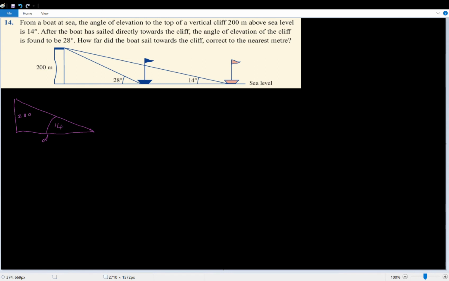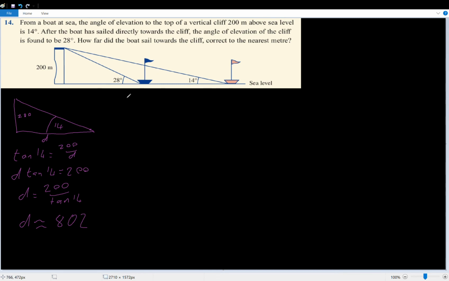In order to solve for d, we're going to say that the tan of 14 is equal to 200 over d, which means that d times the tan of 14 is equal to 200, which means that d is equal to 200 divided by tan 14, which means that d is approximately equal to 802 meters. Now I'm rounding that to the nearest meter because that's what the question tells us to do.